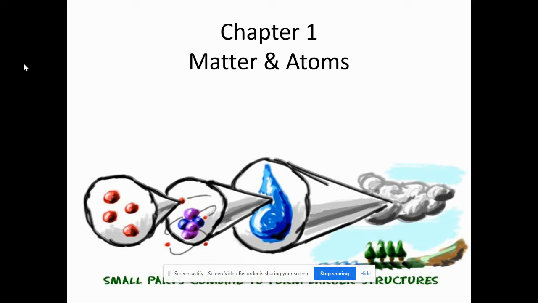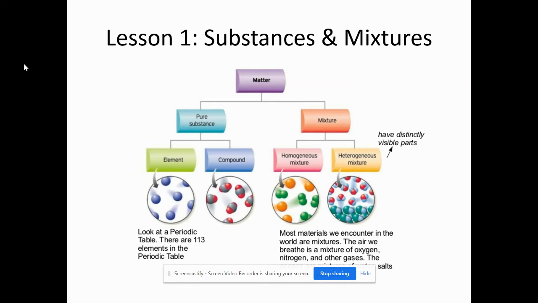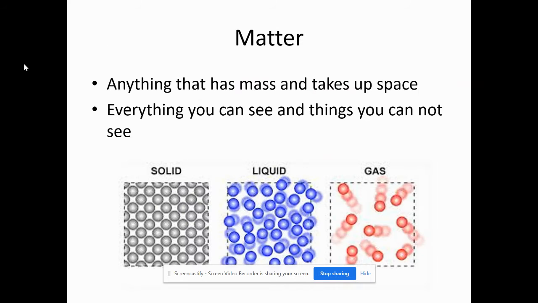Hi guys, today we're going to talk about matter and atoms. So we're going to dig a little deeper into chemistry. Please make sure you have your science notebook out and write down these notes as we go over them. Today we're going to start lesson 1, substances and mixtures.